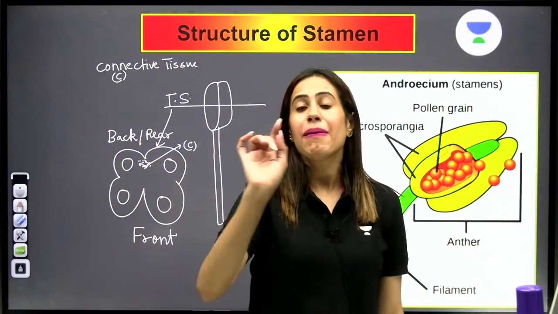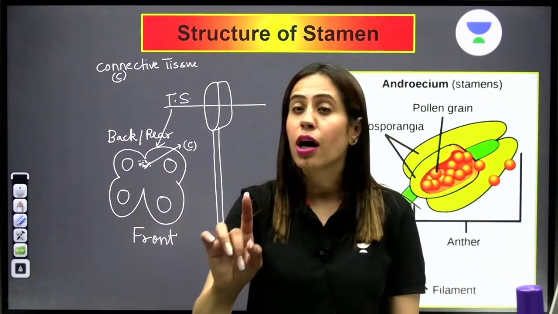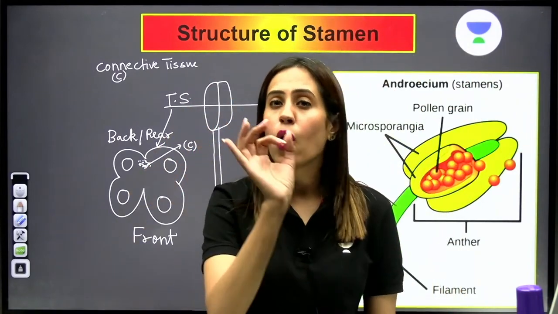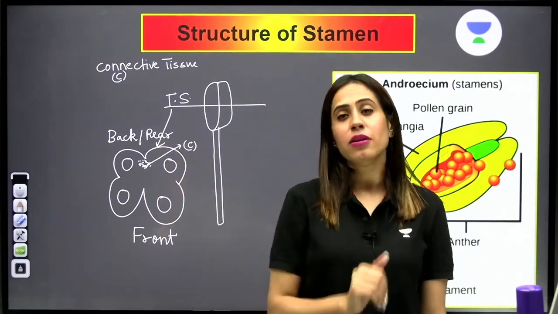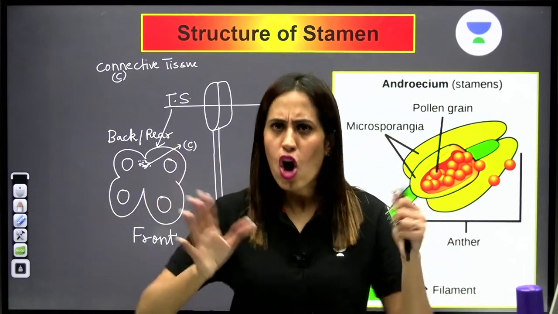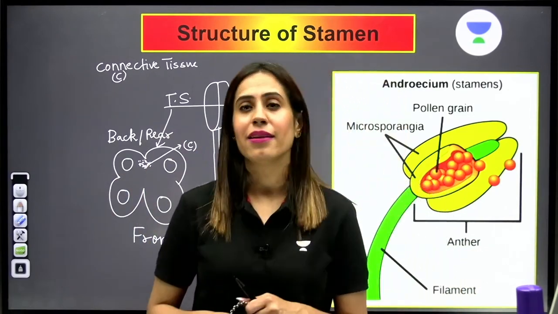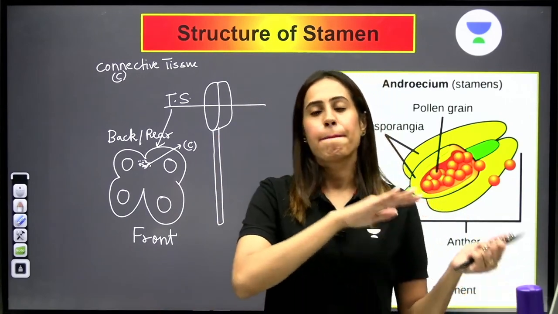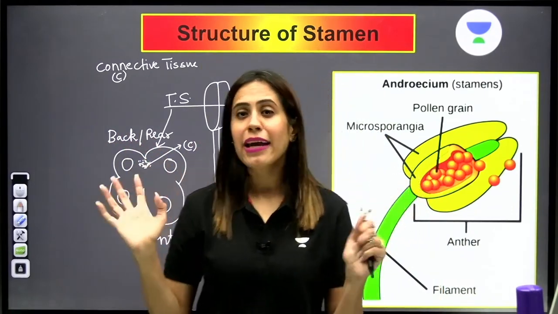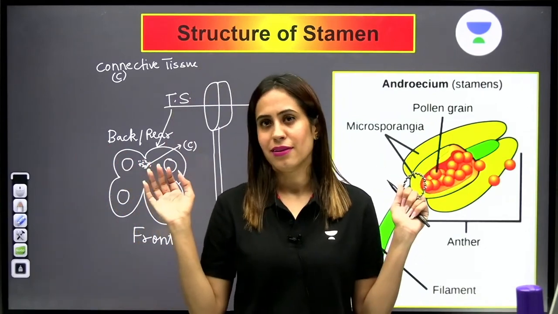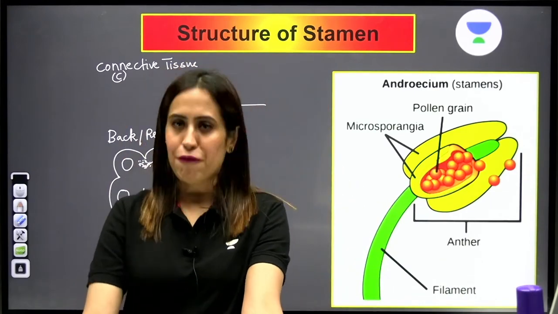Mega, big. Please note down in your copies: wherever the term micro is asked, it is always associated with the male part. And whenever the term mega or macro is asked, it is always associated with female. Micro with male, mega with female. So next time, if I ask you, you are not going to take even a second to tell me that micro is for male and mega is for female, right?